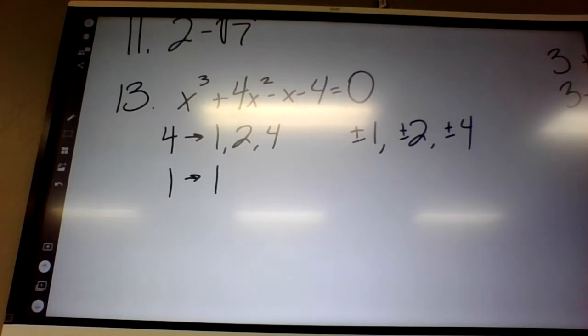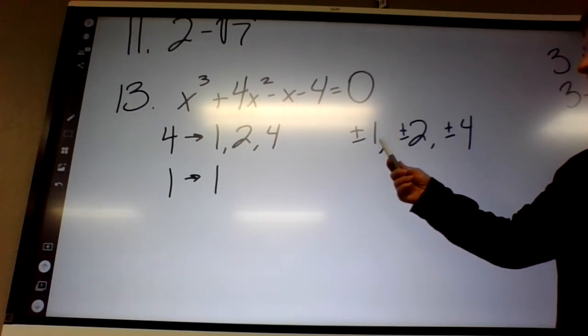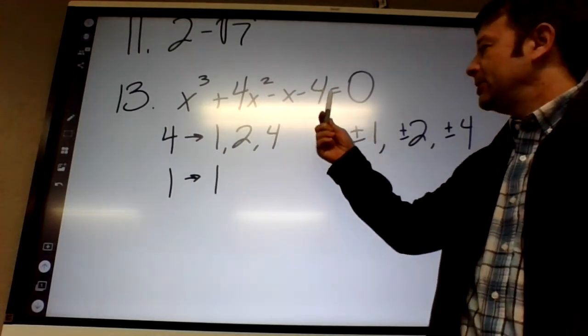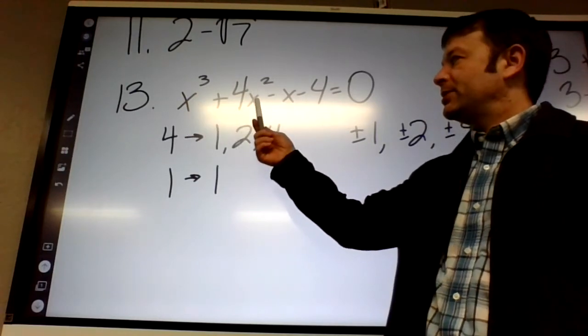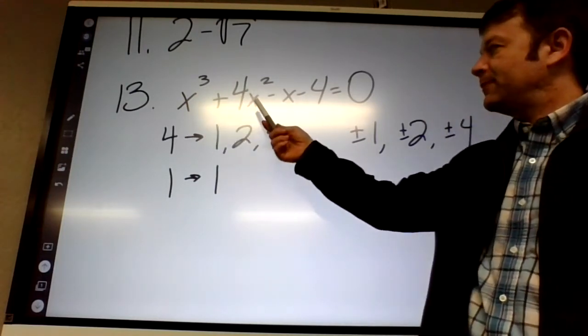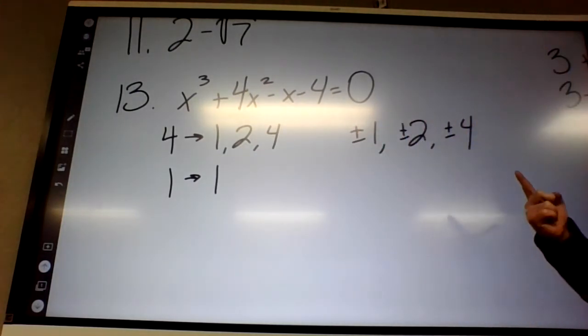That's good. How do I figure out which one actually works? Plug it in. Now you can plug it in normally, but remember we also had to plug it in with synthetic division, called synthetic substitution in this case, to divide the answer out. But before I do the synthetic thing, I'm just going to plug it in. Plugging in 1 in my head is not that hard, because 1 cubed is 1. 1 squared is 1 times 4 is 4. So this would be 1 plus 4 minus 1 minus 4. So that equals 0. So 1 works.